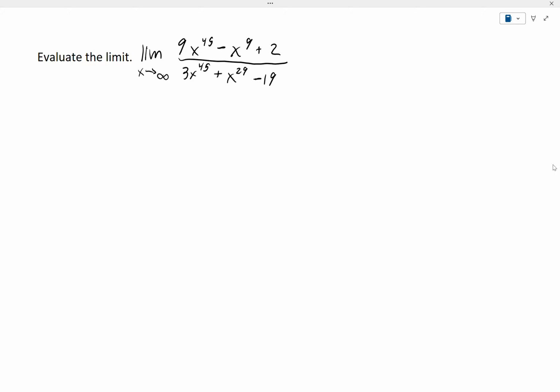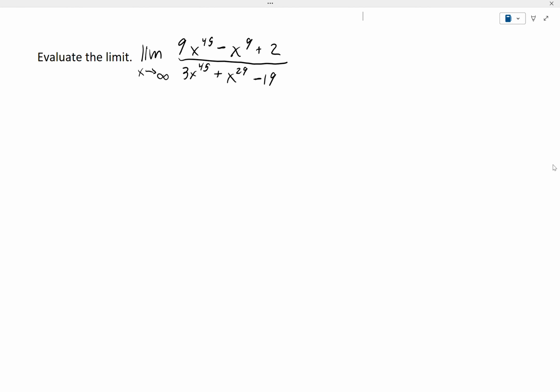In this video we're going to be doing a limit problem. So we're looking at the limit as x goes to infinity of the function (9x^45 - x^9 + 2) over (3x^45 + x^29 - 19). So you can see there's some very large exponents here.